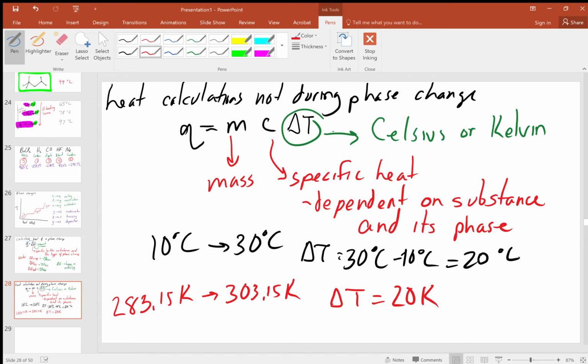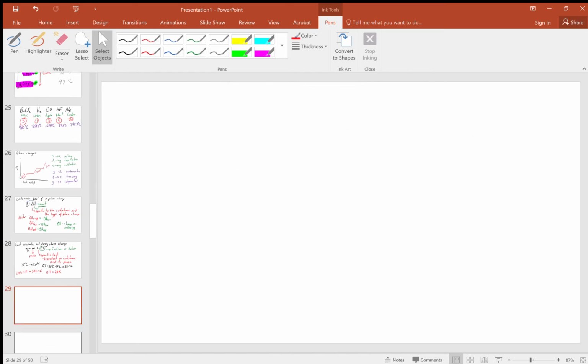But these are the two equations that we use for calculating heat and amounts of heat that are transferred. And so now we'll do a couple of examples, and then you have some to practice.